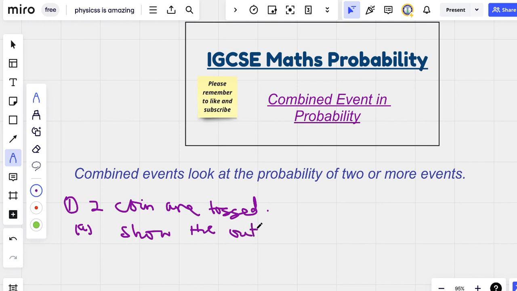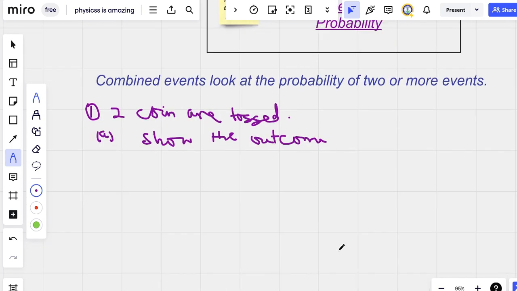This is a combined event, and we're starting from the basics of combined events. So we have two coins that are tossed. You can take a coin and you have a head from one coin and a tail from that same coin, and then a head from another coin and a tail from the second coin. So when you have this kind of thing, we make a table.